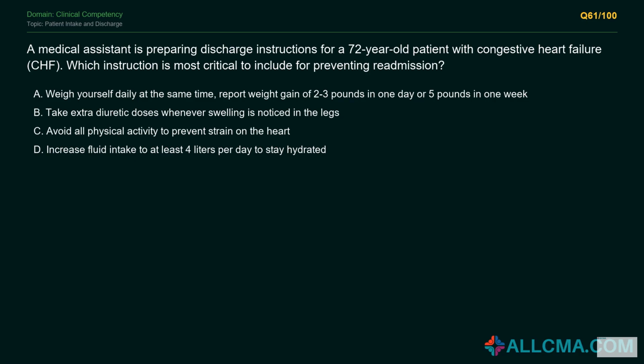Option B, take extra diuretic doses whenever swelling is noticed in the legs. Option C, avoid all physical activity to prevent strain on the heart. Option D, increase fluid intake to at least 4 liters per day to stay hydrated.